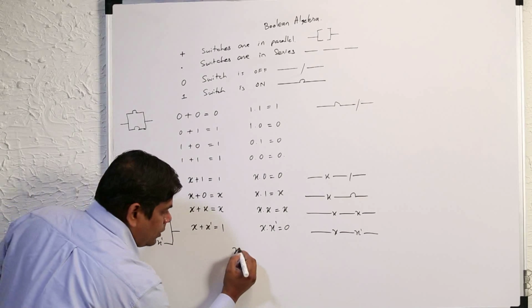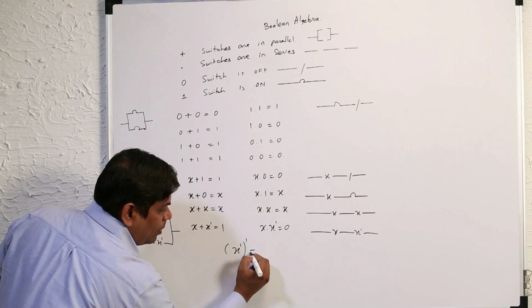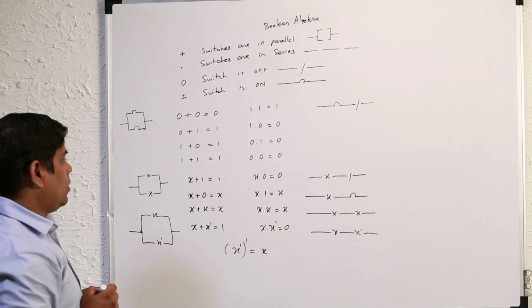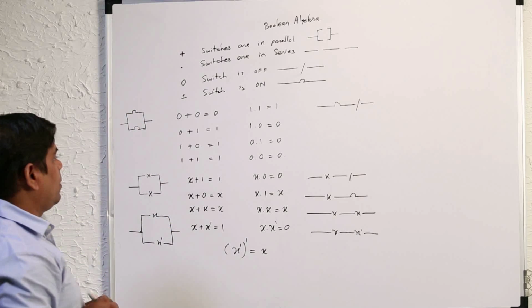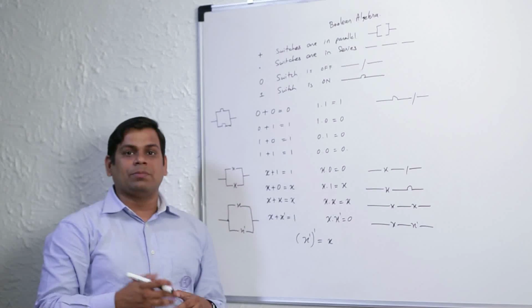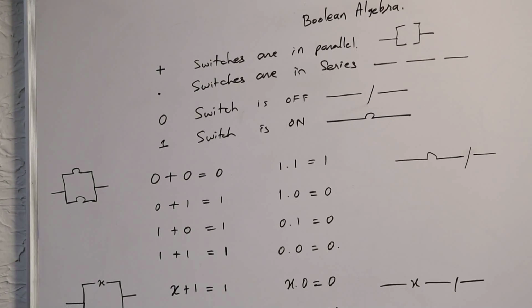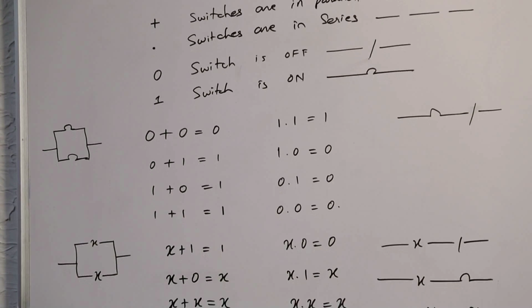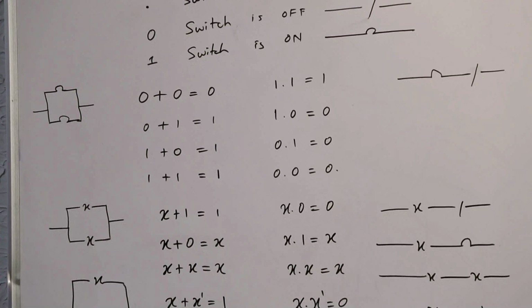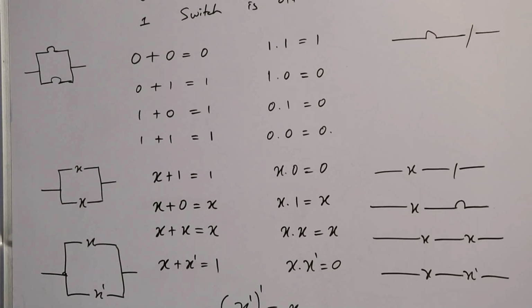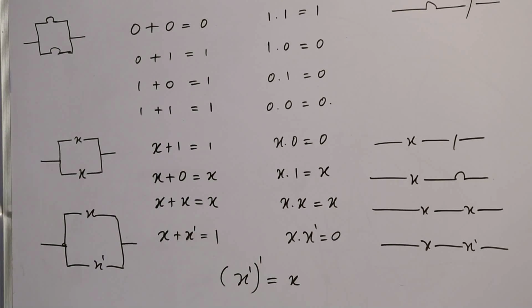And you must know that the complement of the complement switch is going to be the original state itself. Okay, so this is something which we are going to use in order to make properties and solve sums of Boolean algebra. In order to solve sums, we are going to design some properties. So let us see properties of Boolean algebra.